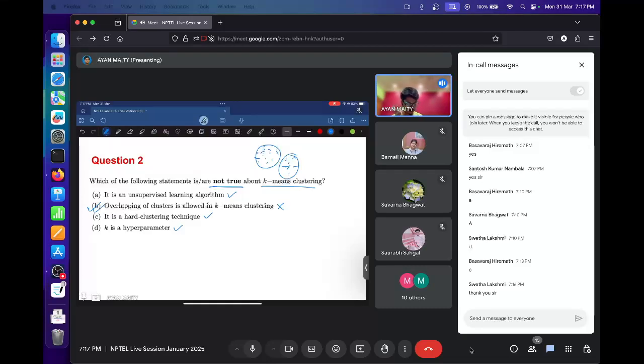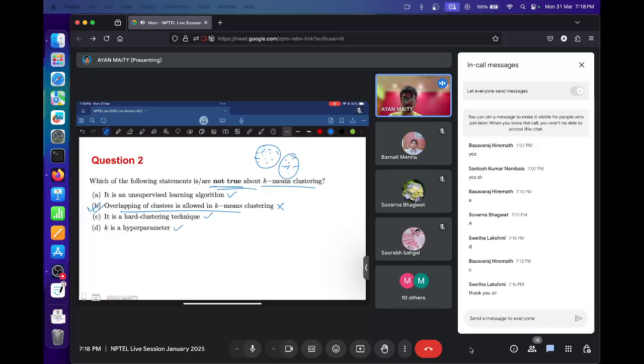And question 2 was simply which of the following statements are not true. The statement that overlapping of clusters is allowed in K-means clustering is not true. Overlapping of clusters is actually not allowed. So that is not true about K-means clustering.